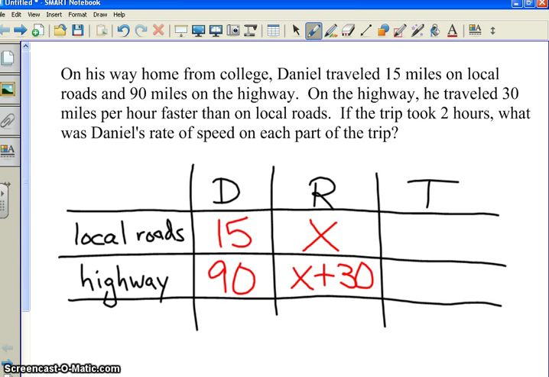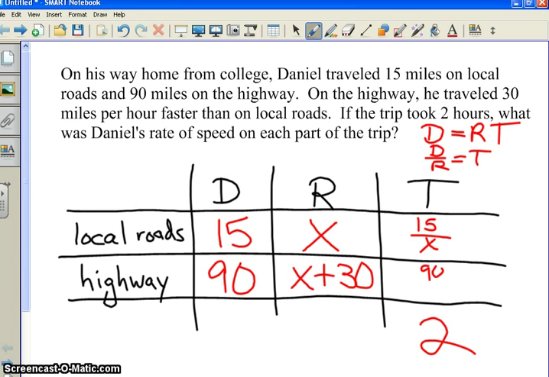Now you might be thinking, oh, they didn't give us anything about the time other than the total trip was 2 hours. Well, remember, distance, rate, and time are related by the equation d equals rt. So I can solve this equation for t by dividing both sides by r. Then I can write an expression for the times for each part of the trip in terms of distance divided by rate. So for the local roads, his distance was 15, his rate was x. On the highway, distance 90, divided by a rate of x plus 30.